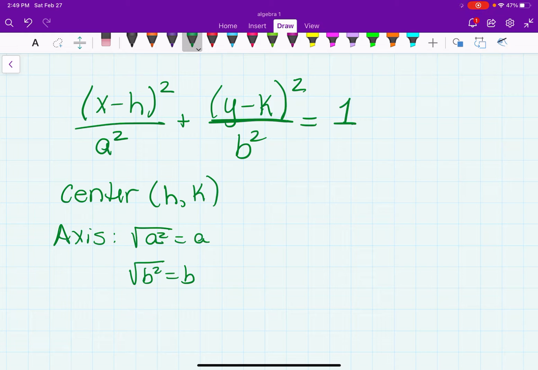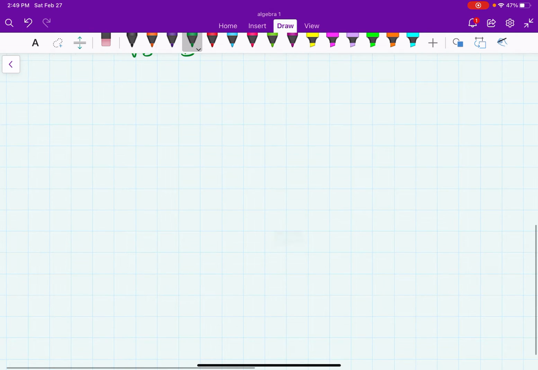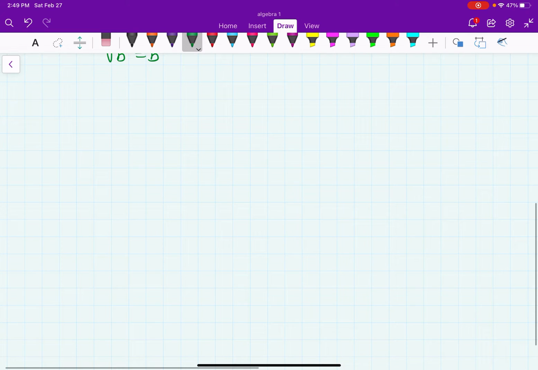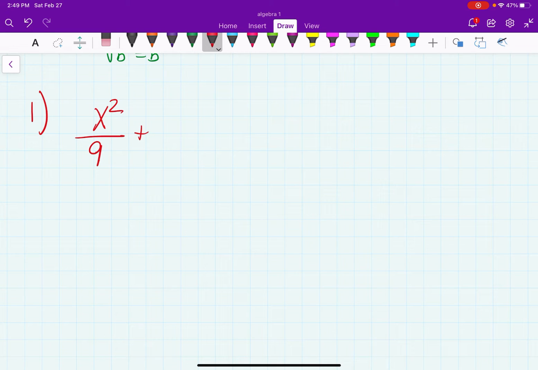We're really going to be completing the square again, and we're going to be graphing an ellipse. So I have 3 problems to work with you. Let's start with a simple ellipse. Number 1 on the notes is x squared over 9 plus y squared over 4 equals 1. So it's in the right form.